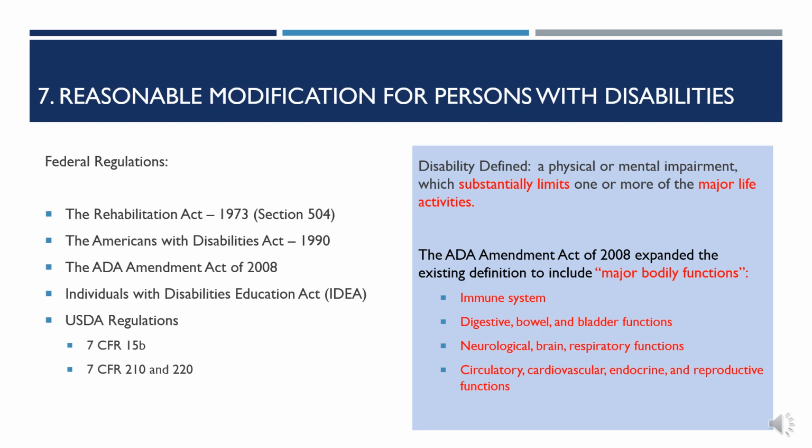Disability can be defined as a physical or mental impairment which substantially limits one or more of the major life activities. The ADA Amendment Act of 2008 expanded the existing definition to include major bodily functions. So these include issues that affect the immune system, digestive, bowel, and bladder functions, neurological, brain and respiratory functions, circulatory, cardiovascular, endocrine, and reproductive functions of a participant.